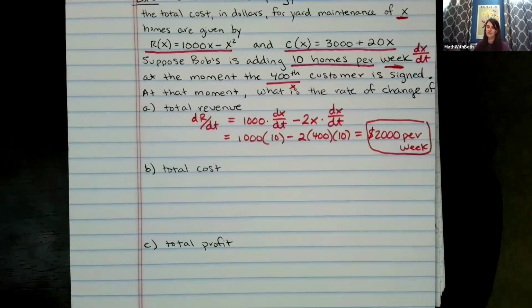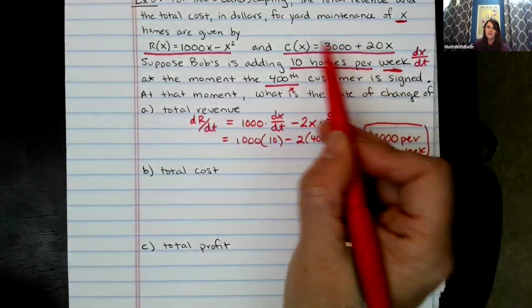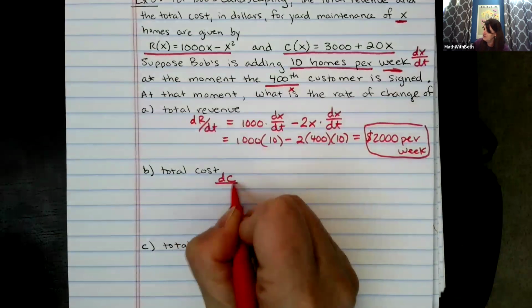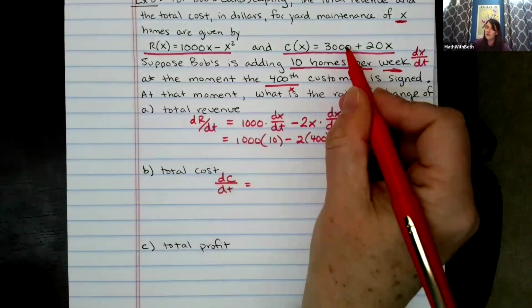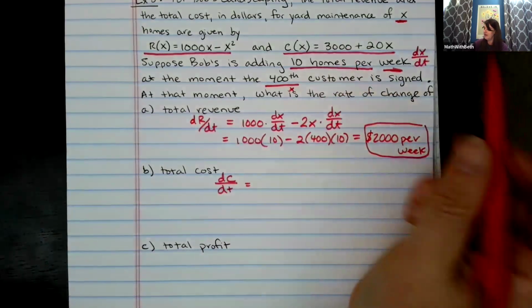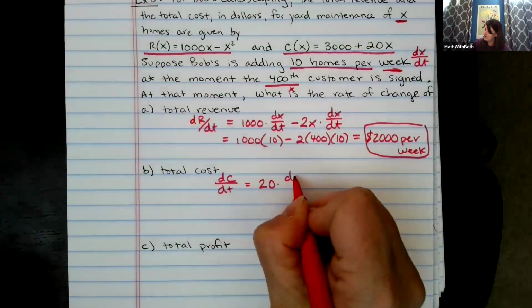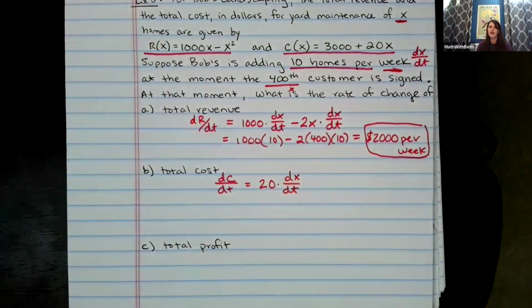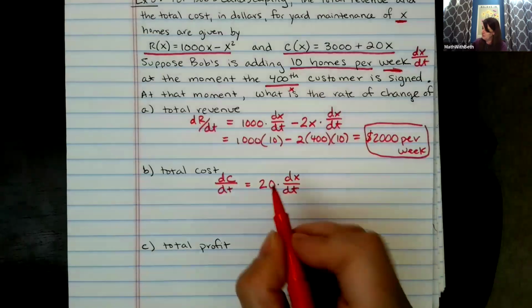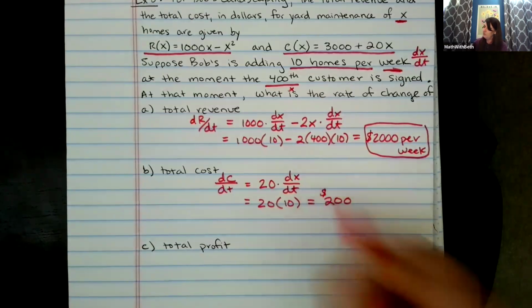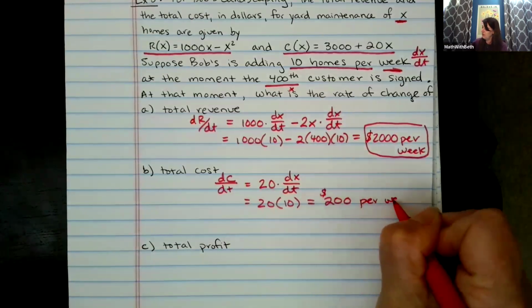So now let's do the same thing for cost. So if you want to pause it here, maybe try this one yourself. That would be a good idea. So do the derivative of this in terms of T. So the C becomes dc dt. 3,000 becomes 0, so I don't need to write that. And 20x is just 20, but because it's this type of problem, we have to add that extra dx dt. Now again, we can plug in dx dt, which they told us is 10 at this time. So the answer to this one would be 200 per week.